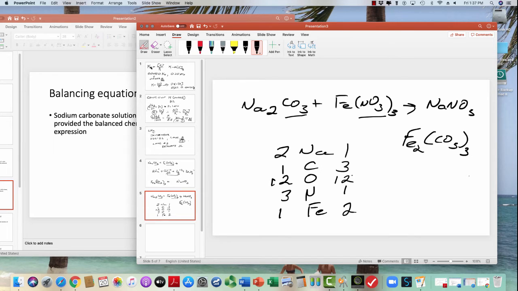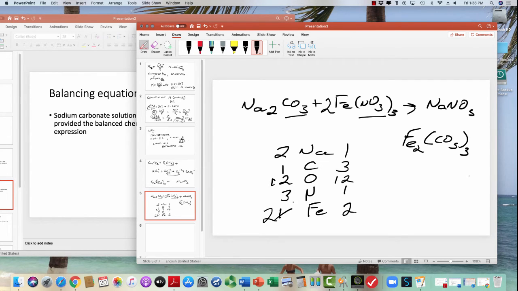Well, this is all going to change. So let's take a look at how these things are going to change. We're going to pick the heaviest element, and that's going to be iron, our friend iron. So we've got 2 on the right, 1 on the left. Let's add 2 over here. So that makes that 2 irons.